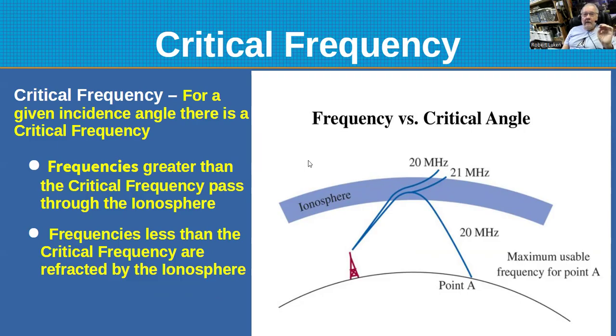And for any given incident angle, there's a critical frequency. So the critical frequency is really defined as the frequency at which there isn't enough refraction for it to make it back to Earth, and it passes through the ionosphere and goes somewhere into space.